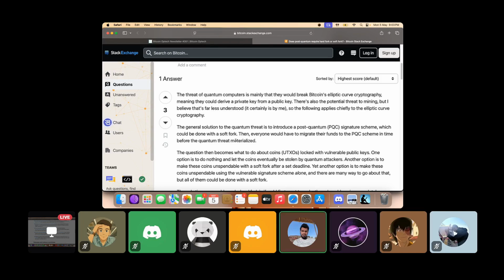So we will have to upgrade to a digital signature scheme which is quantum resistant, right? A PQC signature which is quantum computing resistant. That is what we'll have to do to combat quantum computing, which could be done with a soft fork. Now that's possible to be done with a soft fork, right?